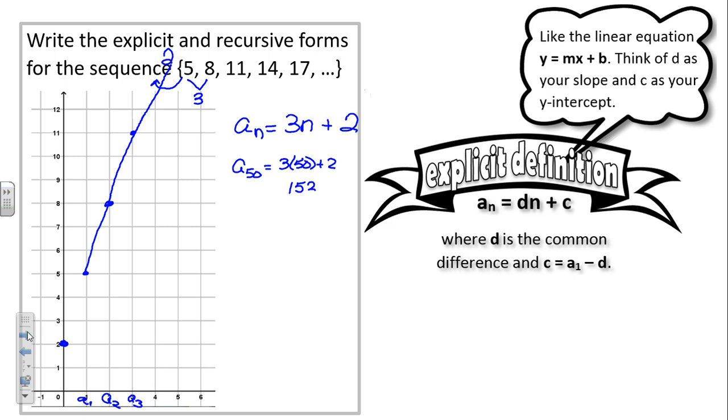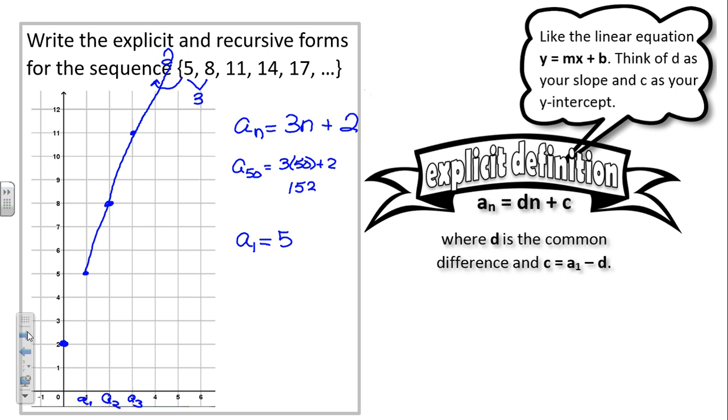Okay. All right, that's an explicit definition of an arithmetic sequence. Now we need to come up with the recursive form. And we figured out yesterday that recursive was a little easier to do. Because what do you always start with in a recursive formula, or recursive definition? A sub 1. So we define a sub 1 as our first term, 5.